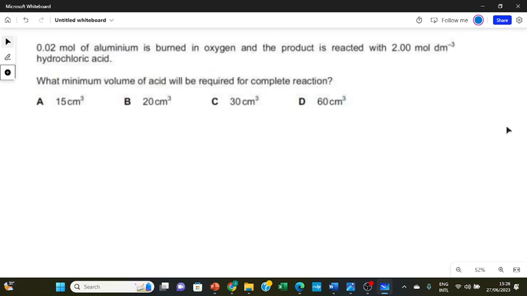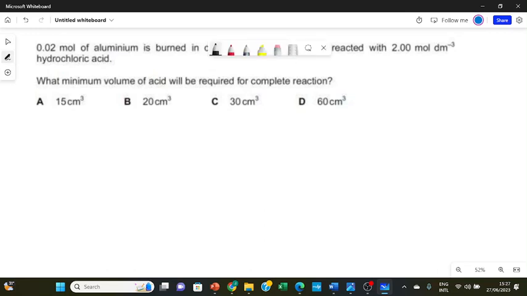Now, 0.02 mole of aluminum is burned in oxygen, and the product is reacted with 2.00 mole per dm cube hydrochloric acid. You are now asked, what minimum volume of acid will be required for complete reaction? So the first thing we need to do is to write down the equation and make sure that the equation is balanced because it's very, very important.